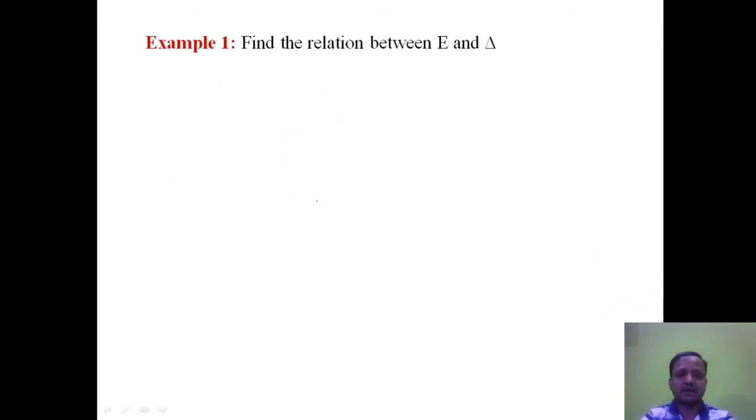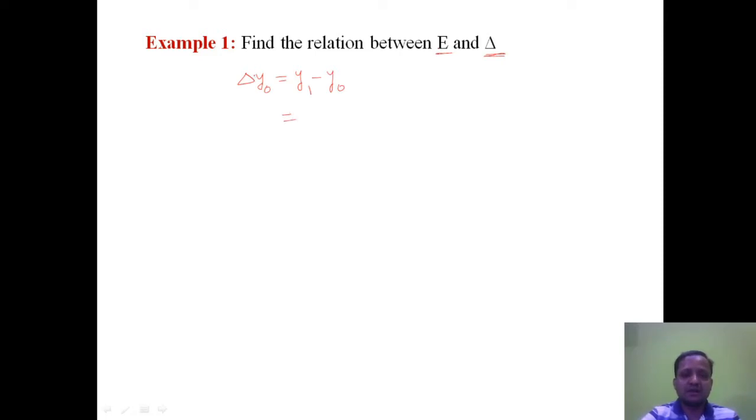Here, example 1. We are going to find the relation between the shift operator E and del, the forward difference operator. So how to find the relation between these? We know del represents the forward difference operator. We know del y naught is nothing but y1 minus y naught. You can derive the relation between del and E in many ways. This is one of the ways.